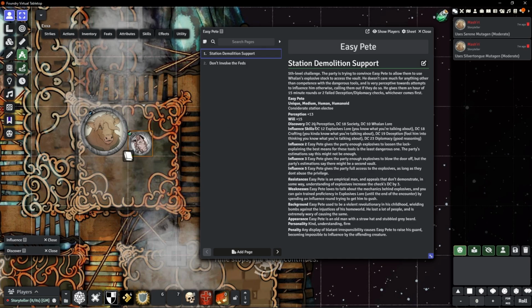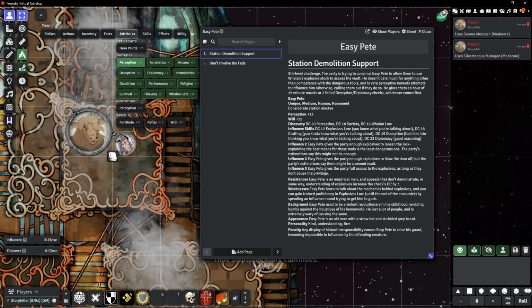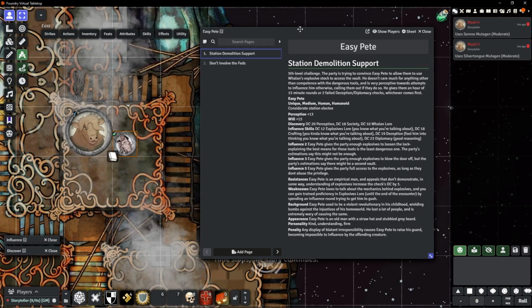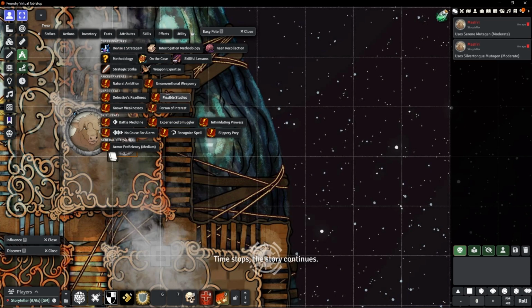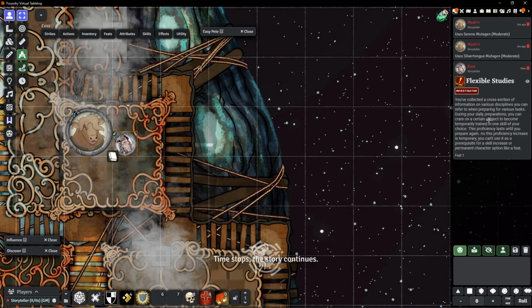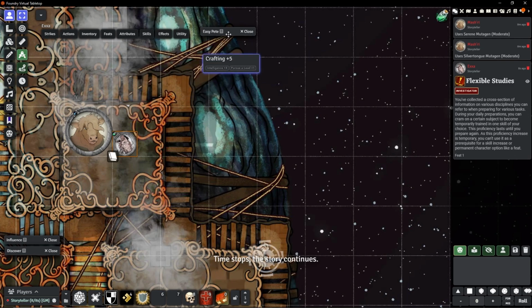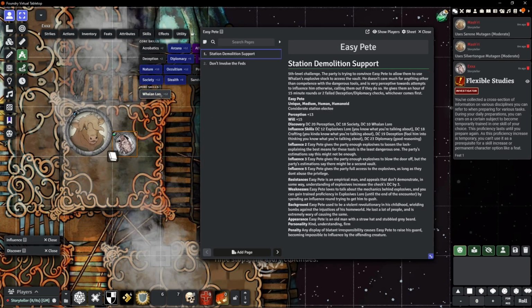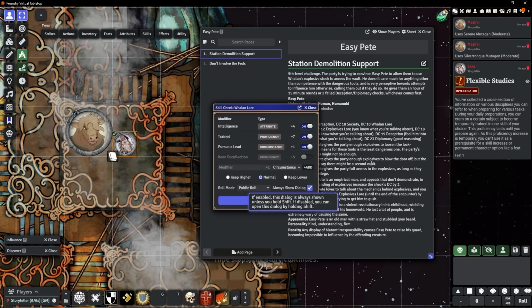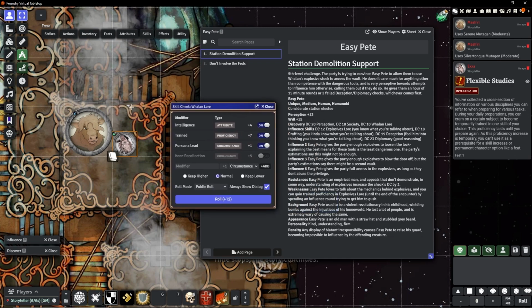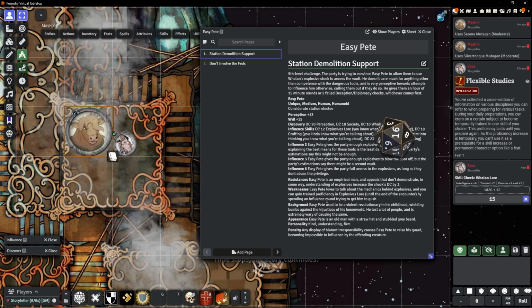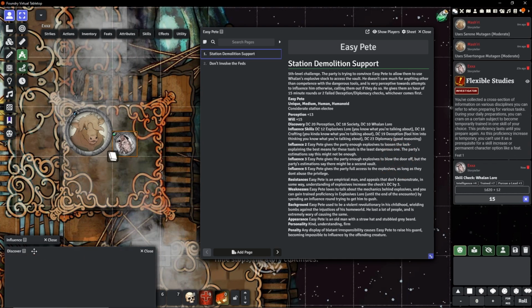Exxa is going to attempt to use discovery, having prepared for the day with the flexible studies feat, allowing you to become trained in one skill of your choice during daily preparations. Exxa had prepared on the day before, as they were traveling towards the station, with Whalen lore, and so we'll be using that to attempt to discover some information about Easy Pete here. And a 15 versus the DC of only 10 will be a success.